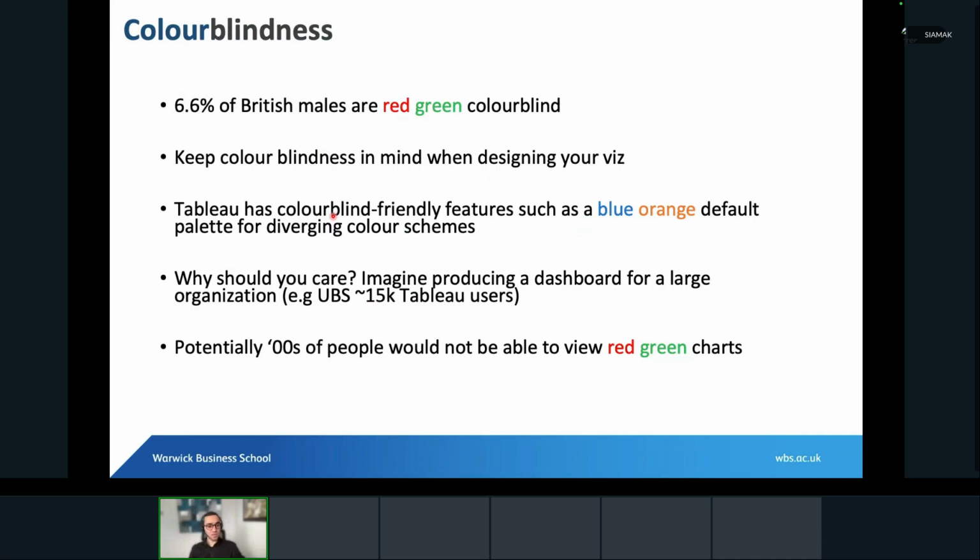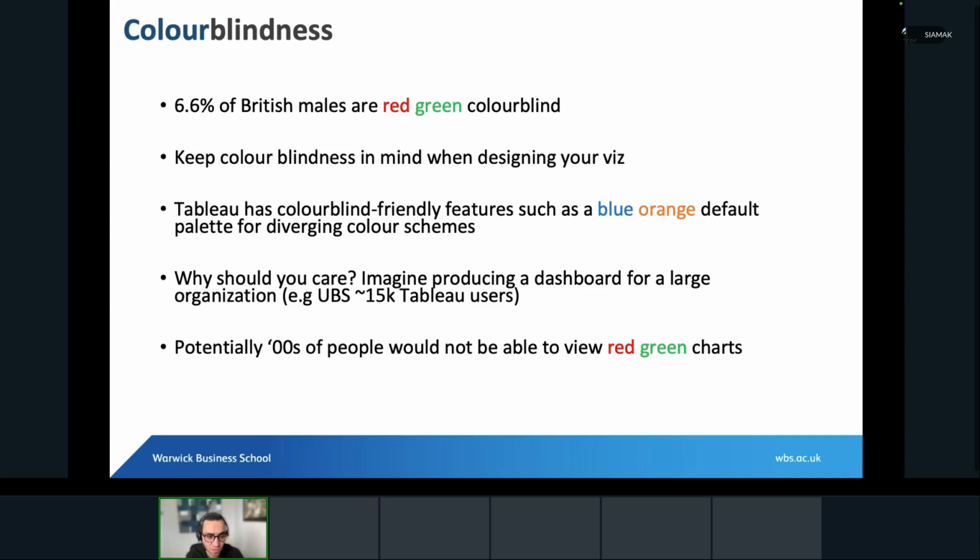Speaking of colors, the use of color in visualization, color blindness is something which is around us. Even though we know that 6.6% of British males are red and green colorblind. Keep color blindness in mind when you are creating a visualization.